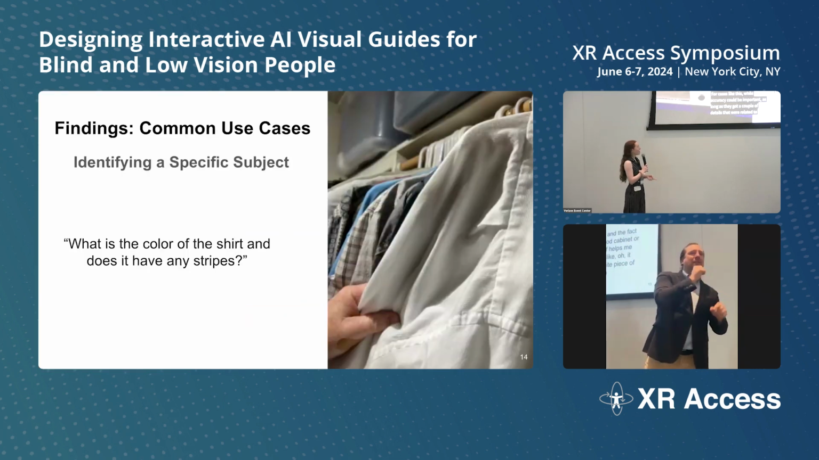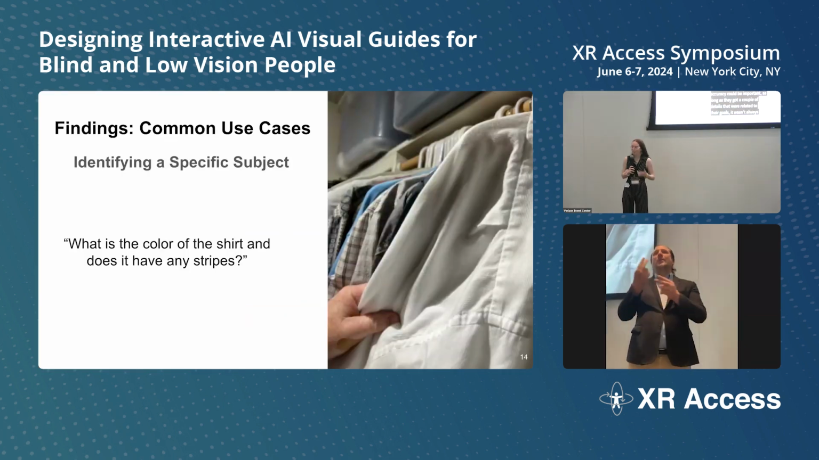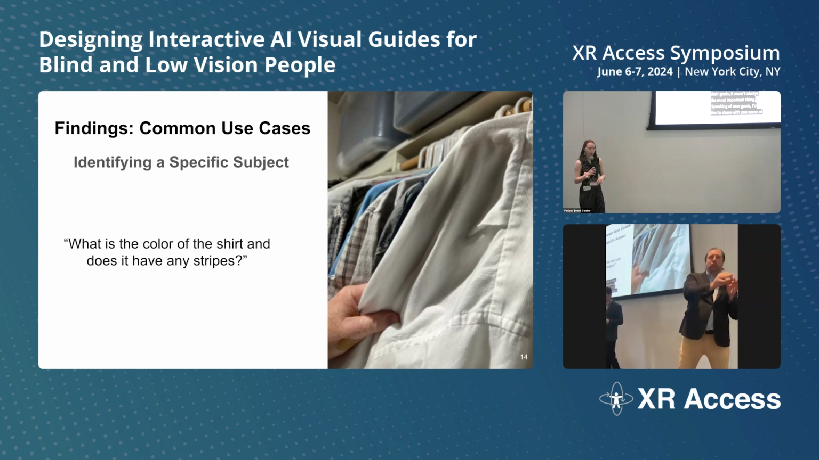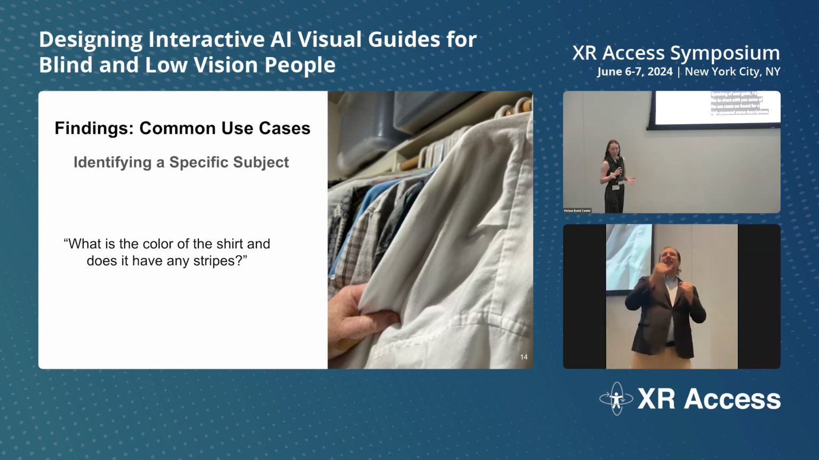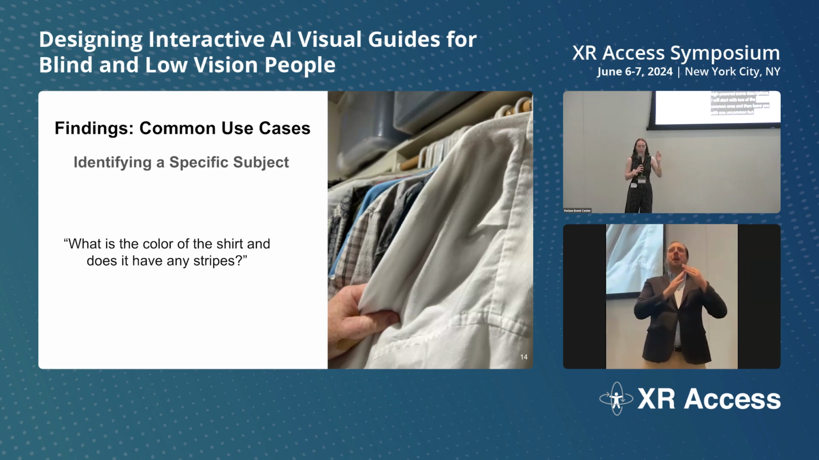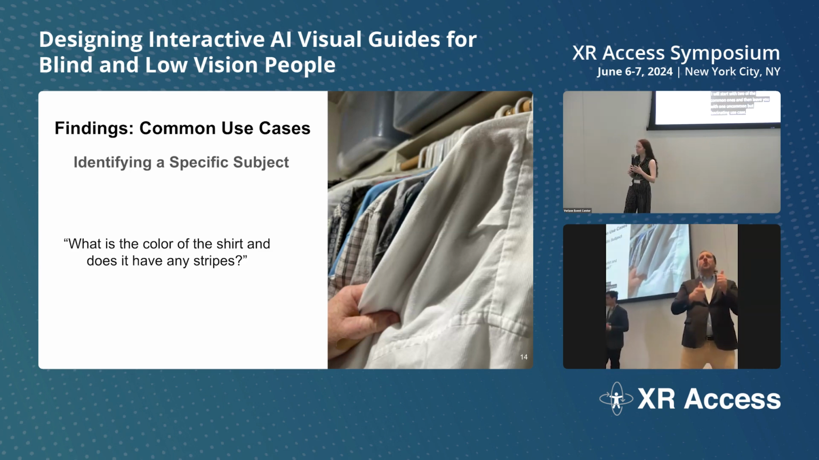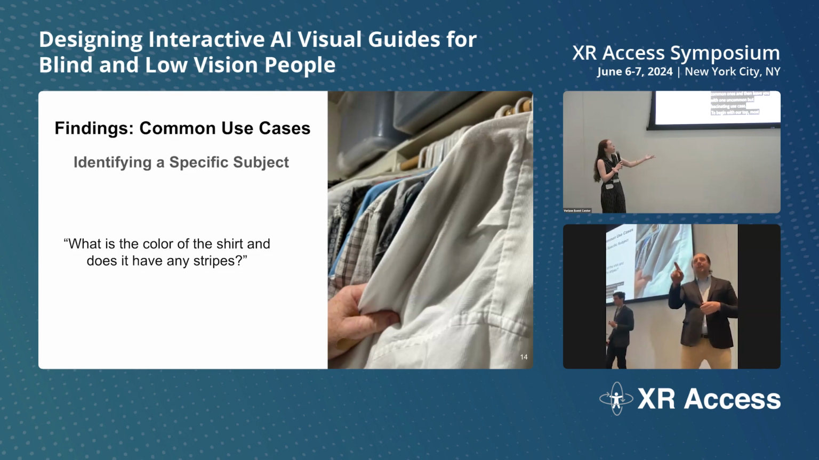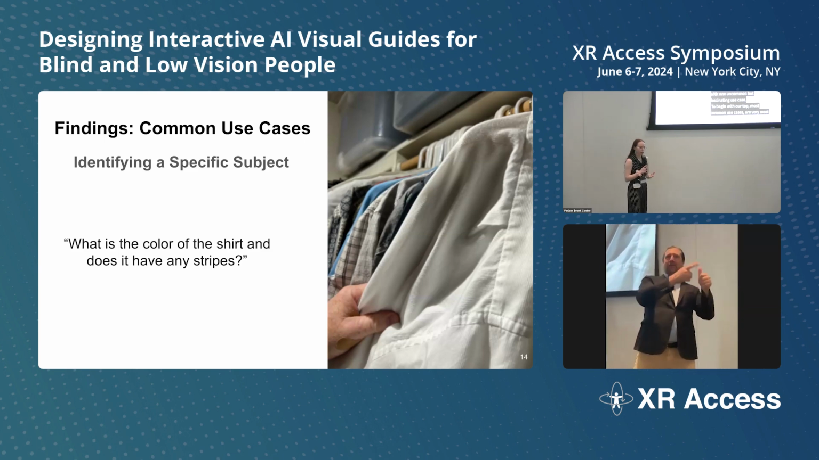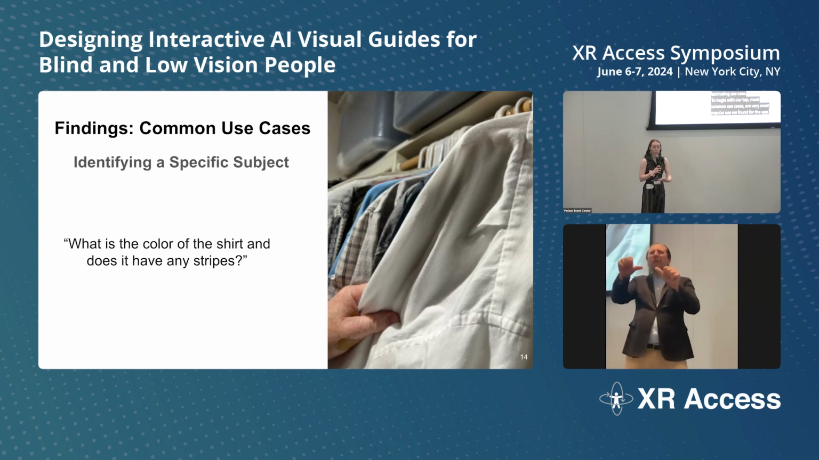Now, speaking of user goals, I'd now like to share with you guys some of the use cases that we found for AI-powered scene descriptions. And I'll start with two of the most common ones and then leave you with one uncommon but fascinating use case. So to begin with our top most common use cases, our very most popular use that we found for the app was identifying a specific subject. And this was when our participants were trying to find a particular object based on its features.